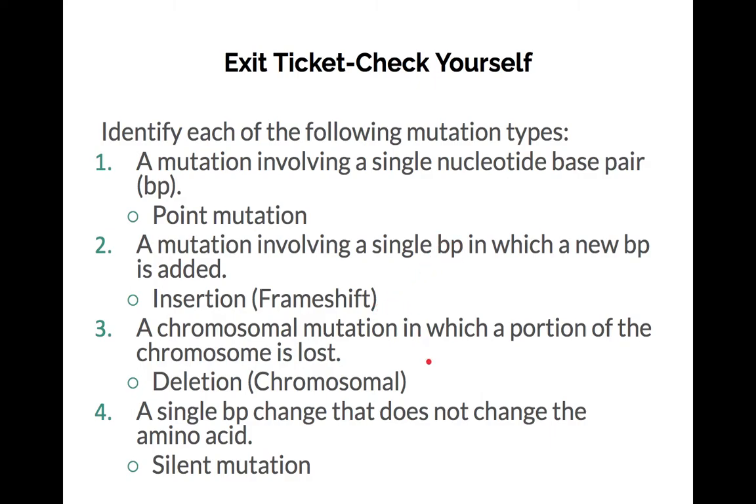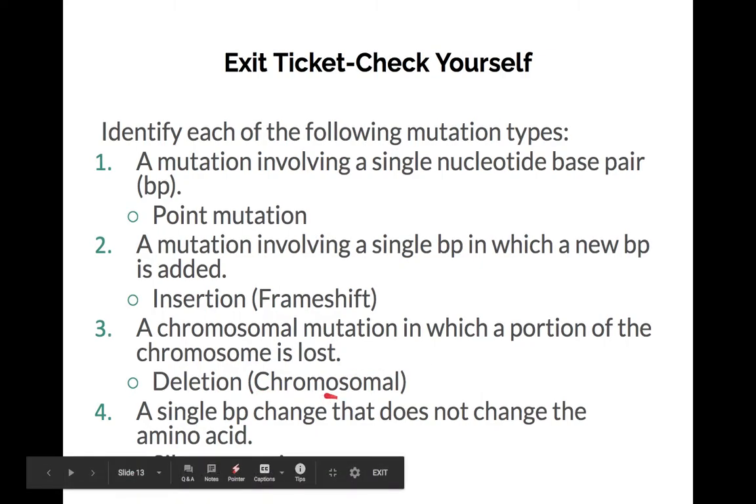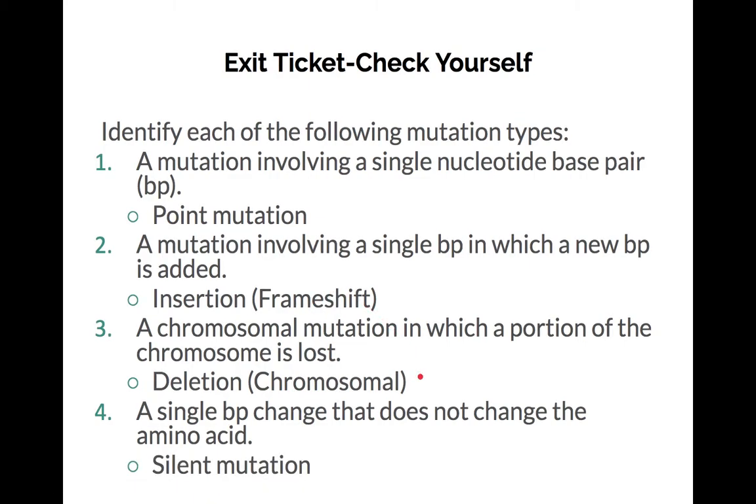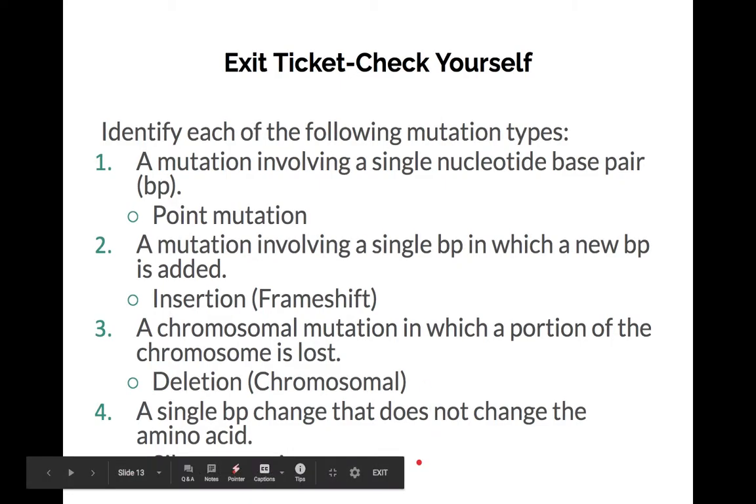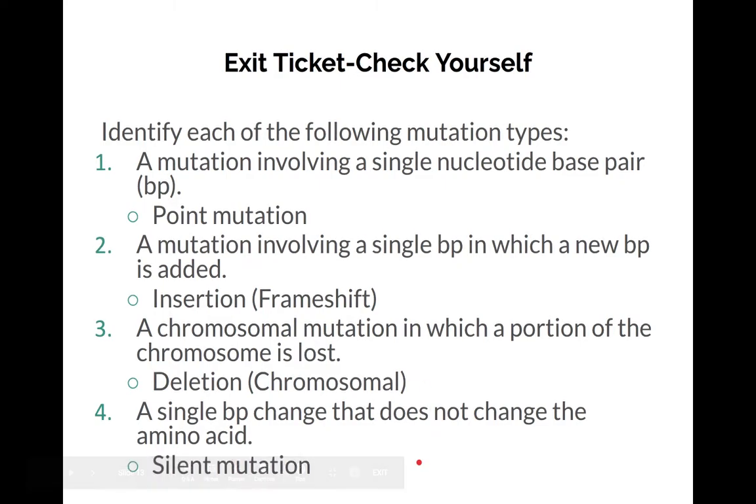Number 3, a chromosomal mutation in which part of the chromosome is lost, that would be a deletion. And you probably want to make that distinction that we are referring to a chromosomal deletion, not a deletion like a point or frame shift. And then last one, number 4, a single base pair change that does not change the amino acid, that would be a silent mutation. If you also put substitution for that, that is also fine.